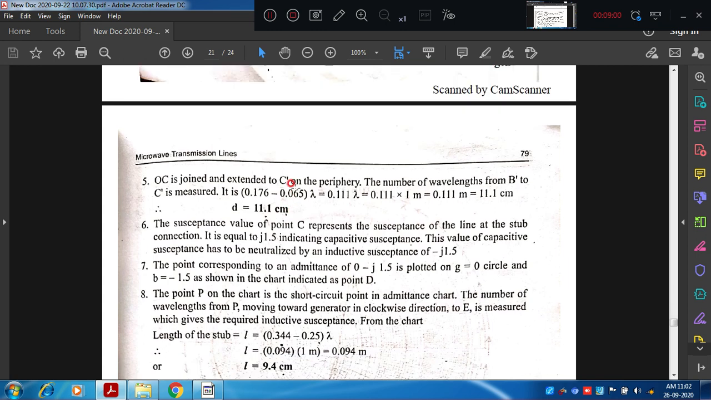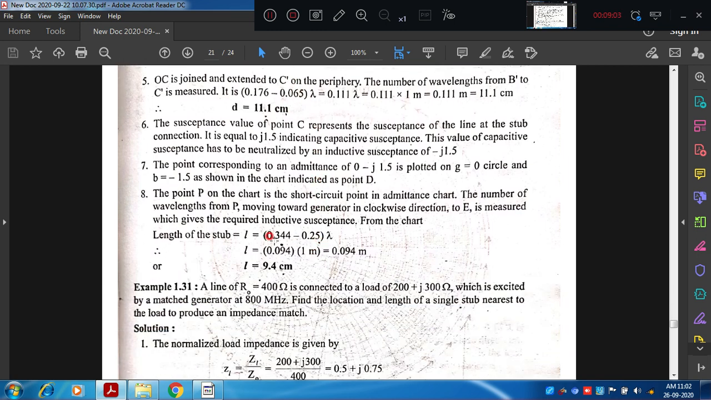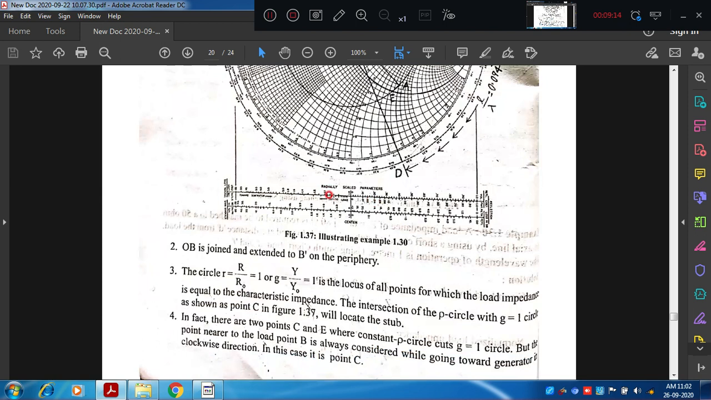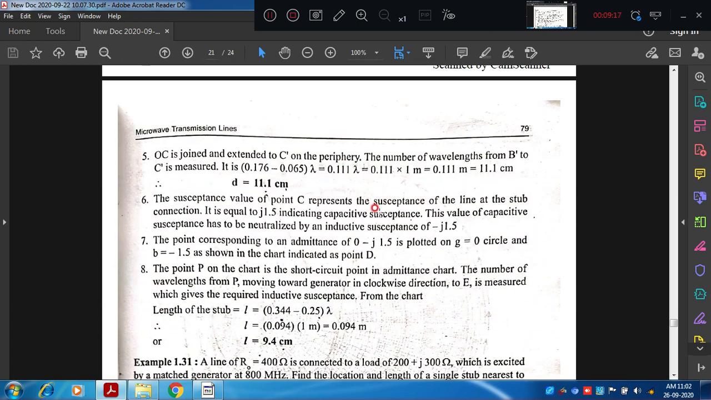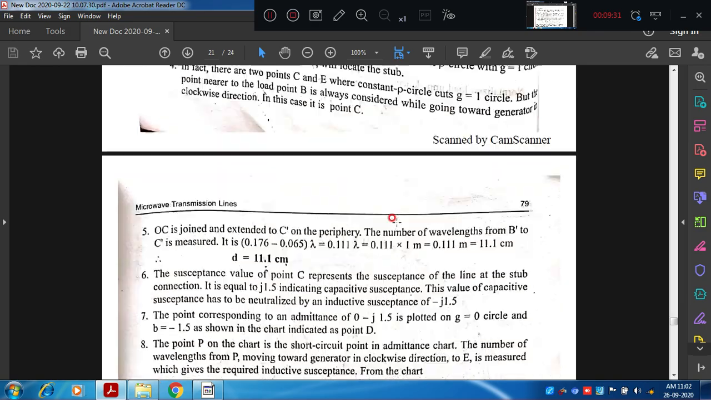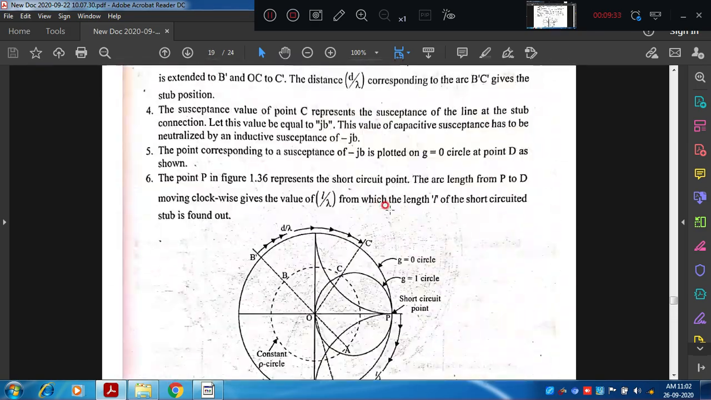Similarly, you can easily find out the L value also. L is 0.344 minus 0.25, meaning from here to here 0.344, minus this much distance, so that I'll get this much. How much am I getting? It's 0.094 lambda, and lambda is 1 meter, so 0.094 meter. Therefore L will be 9.4 centimeter. This is how we need to find the single stub matching length.